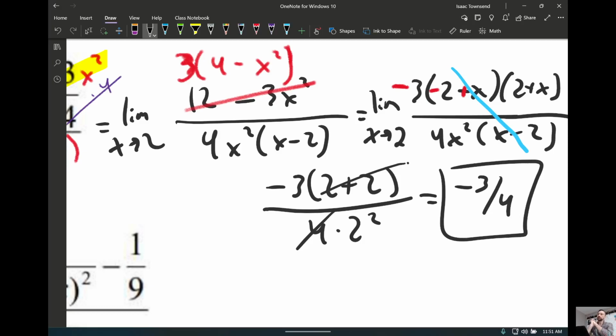Okay, any questions about any of those steps before we look at one more complex fraction? Again, I don't have a million of these for you today. I'm just giving you an introduction.